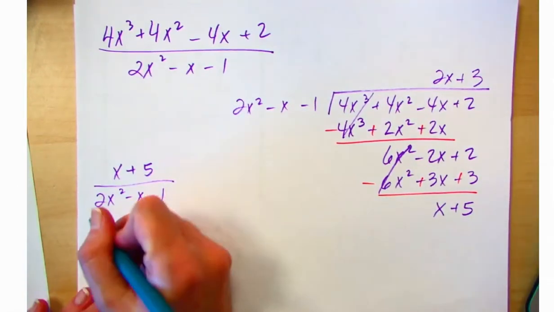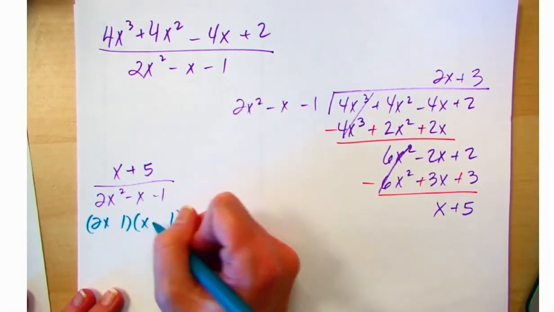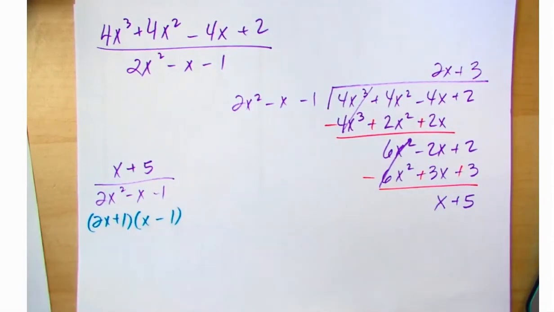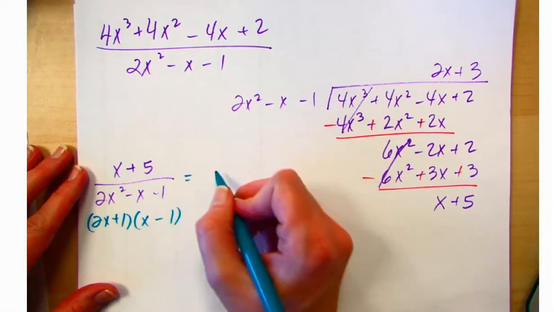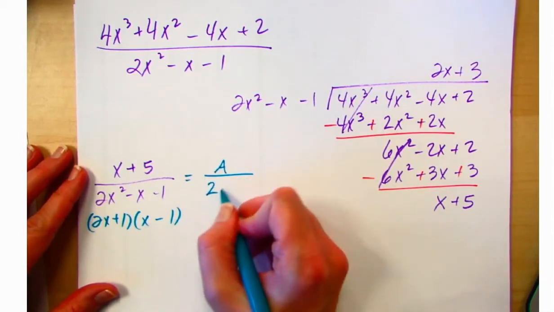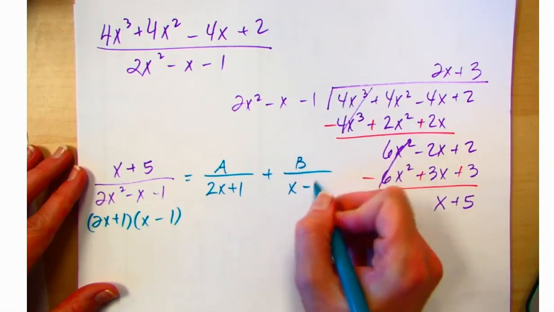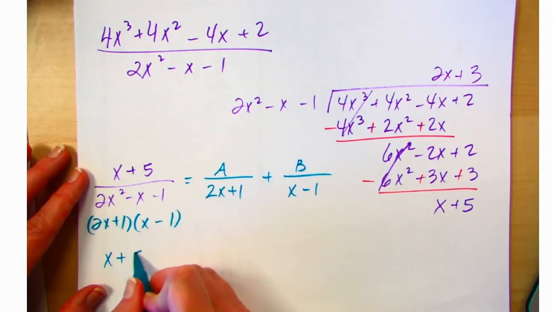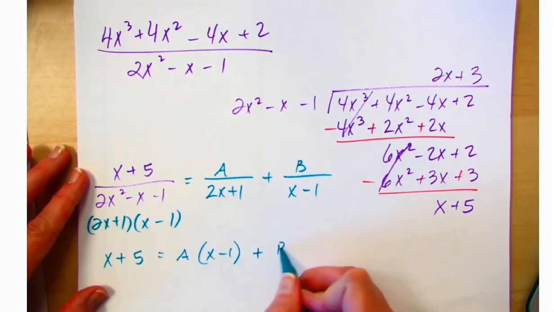Factor. Yes. Factor. 2x, x, 1, 1, minus, plus. Now, these factors are both linear. Yay! Okay, since they're both linear, all we need is an a and a b. So, a over 2x plus 1 plus b over x minus 1. This one could very easily be done with substitution. Let's do it that way.